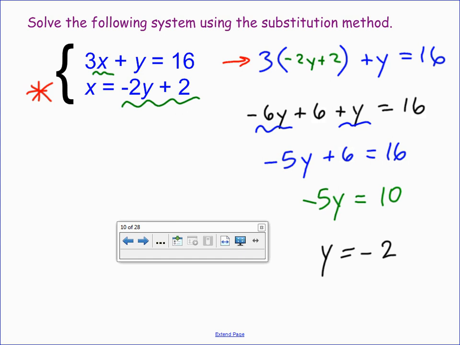Is there anywhere at all where we could go and find the corresponding x coordinate? Yeah, that's why I put my asterisk there. That's going to remind me once I get y, I can go ahead and figure out what x is by plugging into that asterisk equation. It looks like x equals negative 2y plus 2. Y we said was negative 2. So negative 2 times negative 2 is positive 4, plus 2. It looks like 6.